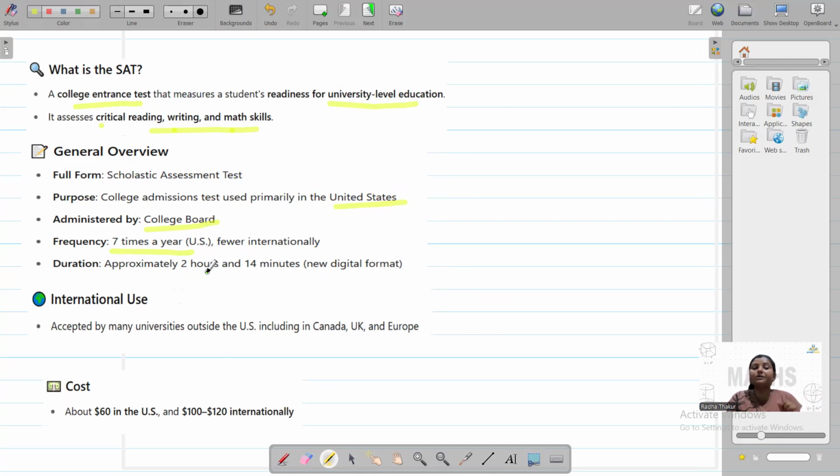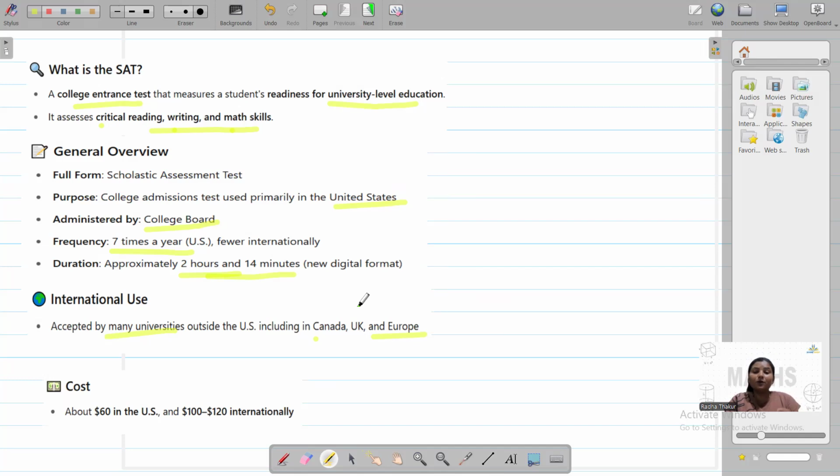Then, the exam duration is a total of 2 hours and 14 minutes in the new digital format. Before 2024, the exam was a pen and paper exam, but after 2024, the exam is totally digital. As I already explained, it is accepted by many universities outside the US also, including Canada, the UK, and Europe. If your goal is to take admission anywhere internationally, this exam is very important for you.